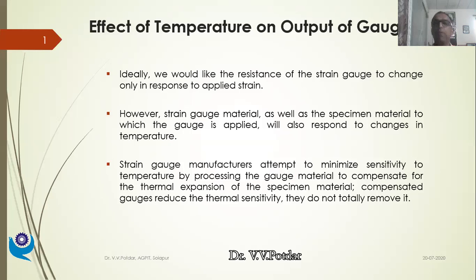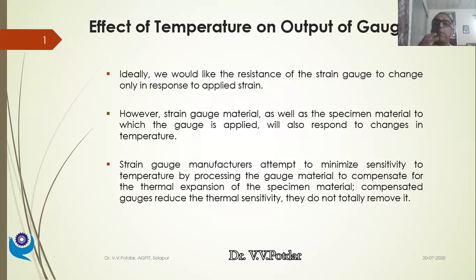These are in divisive mode. In the subtractive mode as well, delta RT automatically gets eliminated because it is in the divisive mode, and that's why this dummy gauge is placed in the adjacent arms. So by using one dummy gauge, I can eliminate the effect of temperature. Now because of this, this technique is called the compensation technique.